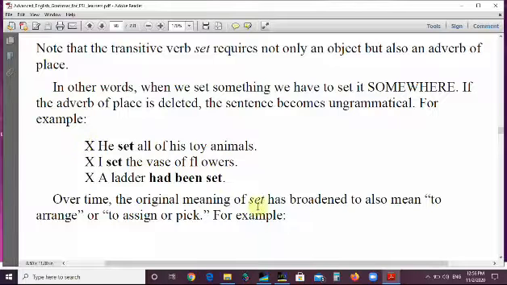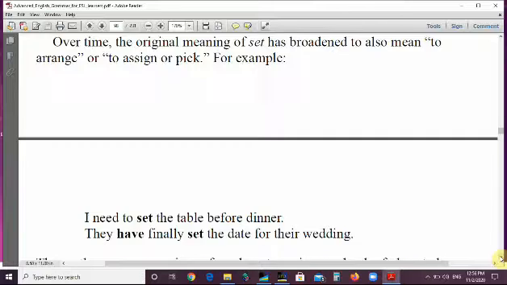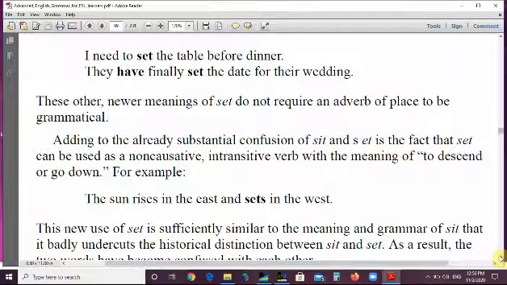Over time, the original meaning of set has broadened, become wider, to also mean to arrange or to assign or pick. For example, I need to set the table before dinner. Set the table means arrange the table. They have finally set the date, or defined the date, for their wedding. These other newer meanings of set do not require an adverb of place to be grammatical.